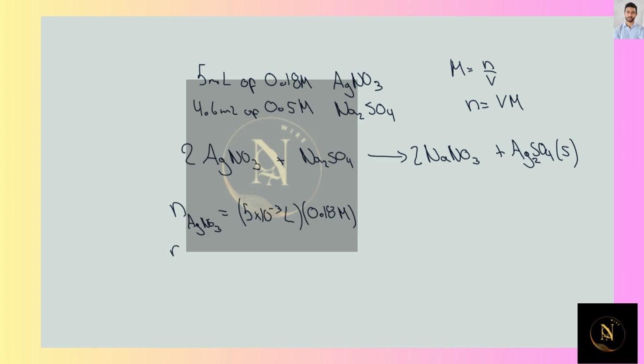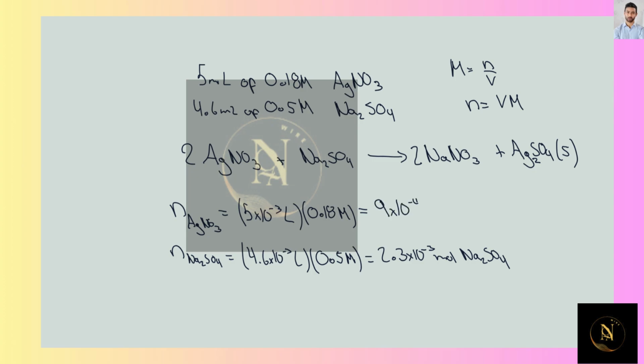Next up, we're going to have sodium sulfate. Same procedure, 4.6 times 10 to the minus 3 liters times my concentration, 0.5 molar. And the result over here, we are going to get 2.3 times 10 to the minus 3 mole of sodium sulfate. And over here, we're going to get 9 times 10 to the minus 4 mole of silver nitrate.